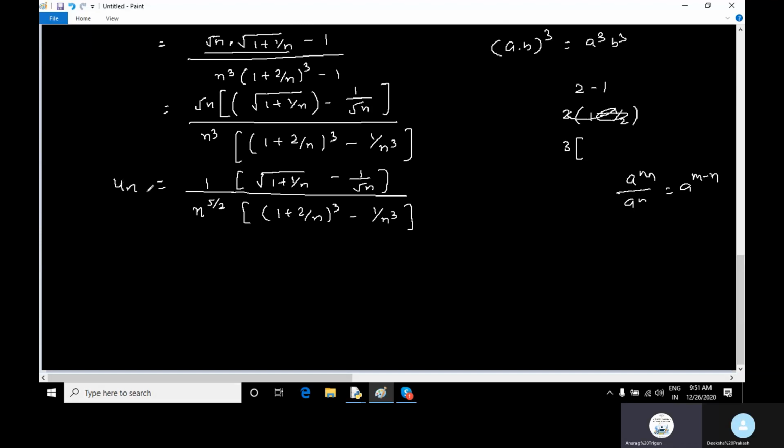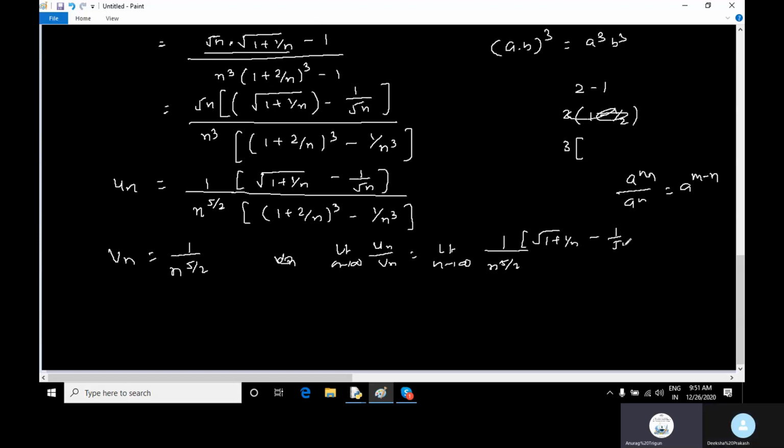Now this is un. So vn we have to assume, because this is disturbing, right? Whatever is there, you take n to the power 5 by 2, because you want to divide this one only, so you have to take the same thing to make it one. So the limit as n tends to infinity of un by vn is 1 by n to the power 5 by 2 times root of 1 plus 1 by n minus 1 by root n, divided by 1 plus 2 by n cube minus 1 by n cube. Un divided by vn means 1 by n power 5 by 2 goes to the numerator as n power 5 by 2, so that gets cancelled.